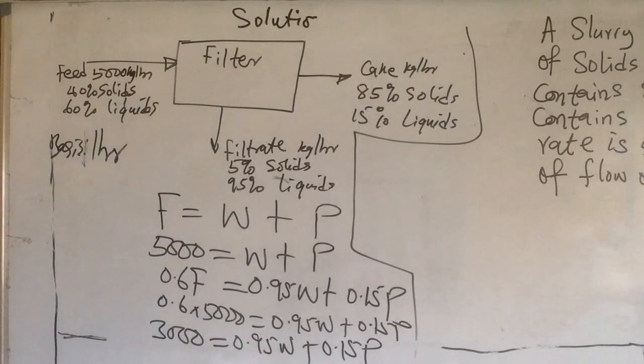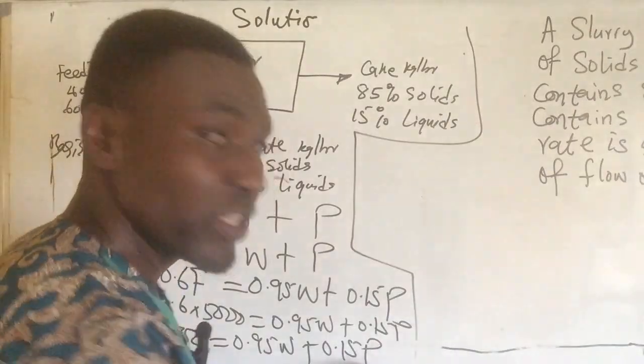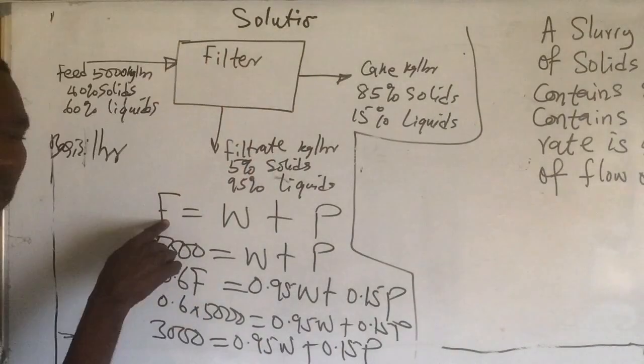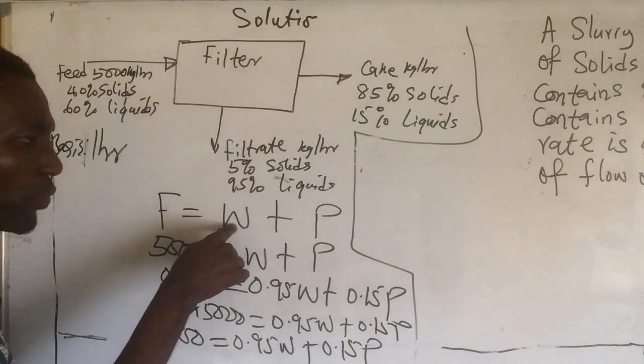So now we can make one of these things subject of formula. Either we make W subject of formula or we make P subject of formula. The choice depends on you. From my own choice, let me make P. So making P subject of formula, we will now have F equals W plus P.